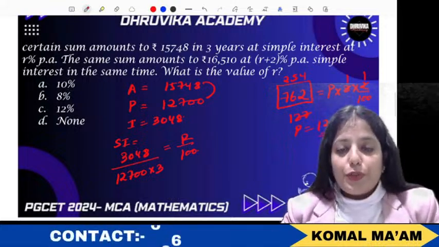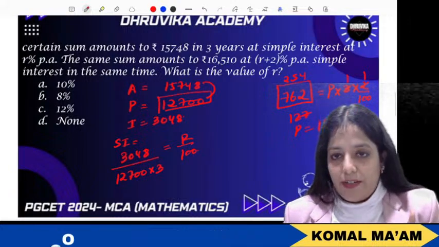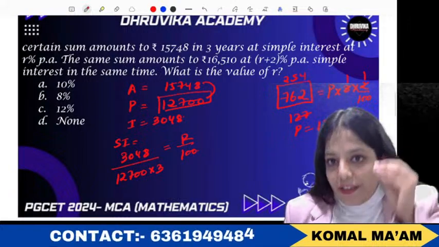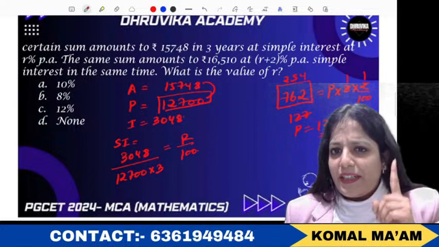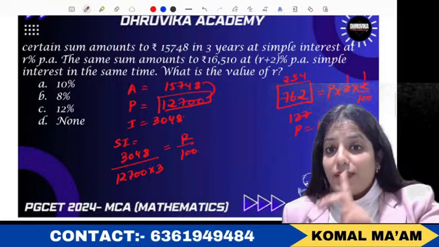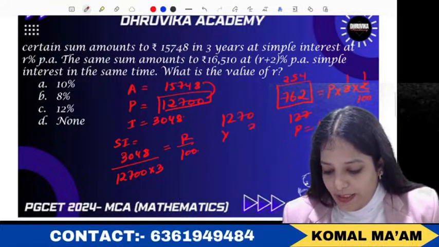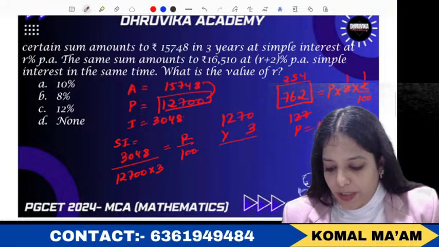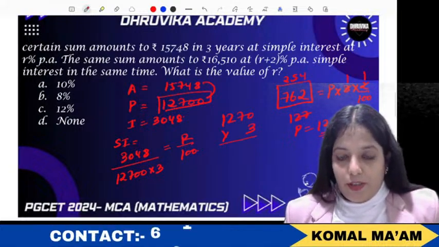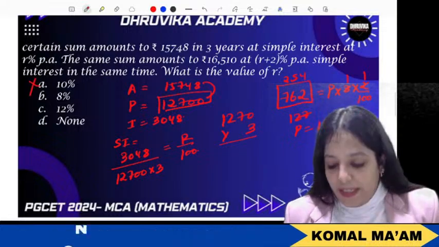How you are going to use the option approach? See, you have the principal as 12,700, right? So if it is 10%, so interest for 1 year would be 1270 and interest for 3 years would be 1270 into 3. So you are not going to get 3048 in this case. So thus this first option is eliminated.